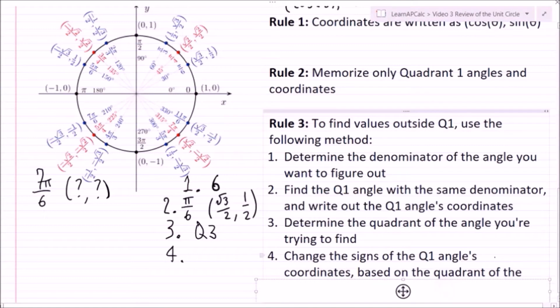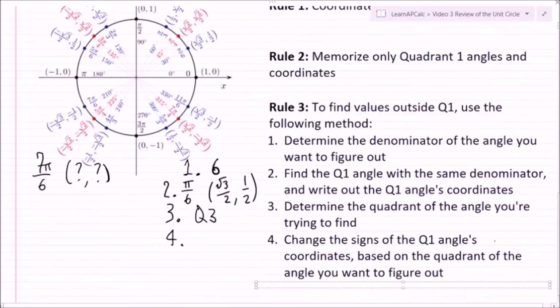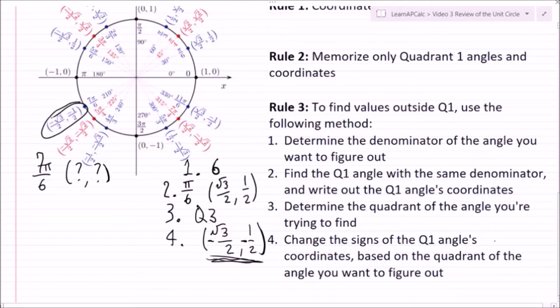Alright, and so for our final step, we're going to want to change the signs of the quadrant 1 angle's coordinates based on the quadrant of the angle we want to figure out. So the angle we want to figure out is in quadrant 3, as determined by step 3. And we already have our quadrant 1 angle's coordinates. So all we have to do here is change the sign. In quadrant 3, x is negative, as is y. And so this is that angle. And as we can see, double check here, that it is in fact negative root 3 over 2, comma, negative 1/2.